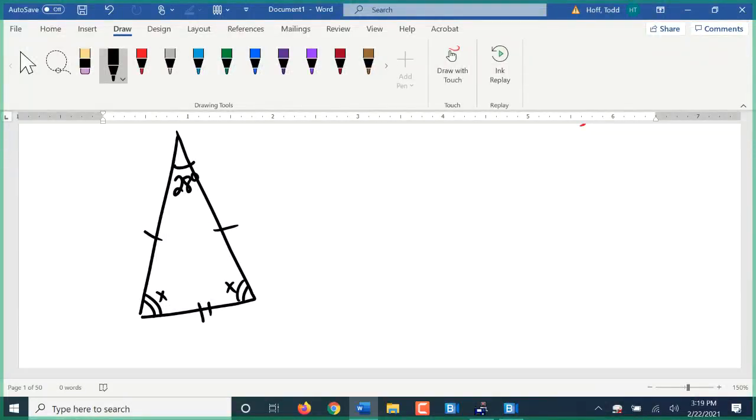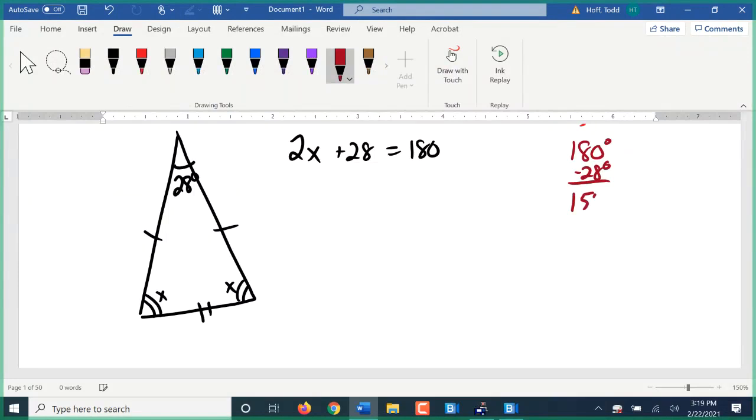So there you go. Those angles have to be the same. So 2x plus 28 has to add up to 180. We could solve that equation. Or we could have just said 180 degrees minus the 28 degrees that we know is 152. Divide that by 2 to get 76. Questions?